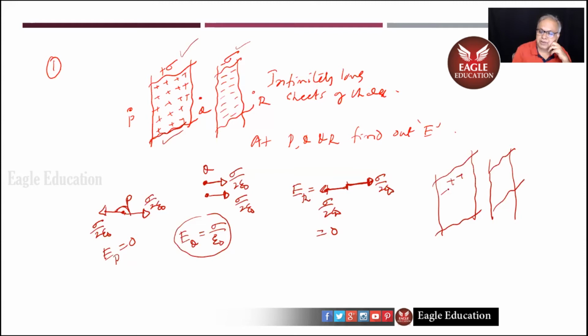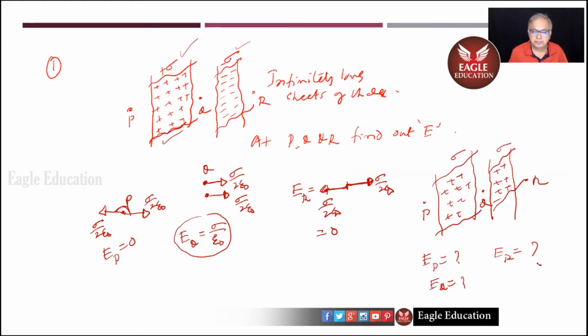Then in which case you can check this out. This is plus plus plus plus like this, plus plus like this, plus sigma, plus sigma. So in the middle Q, outside P, outside R, write down EP equals how much, EQ equals how much, ER equals how much. For EP it is sigma by epsilon naught. Which way?